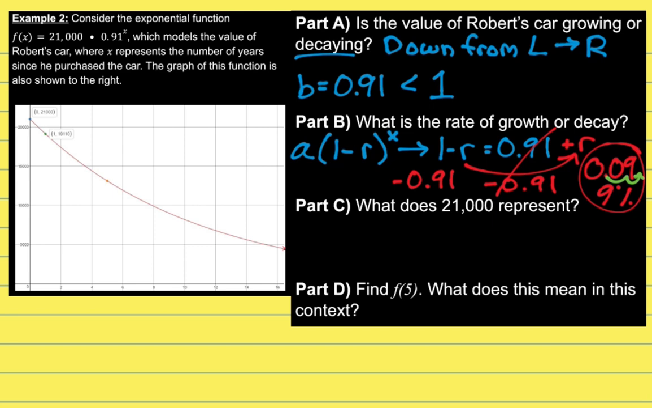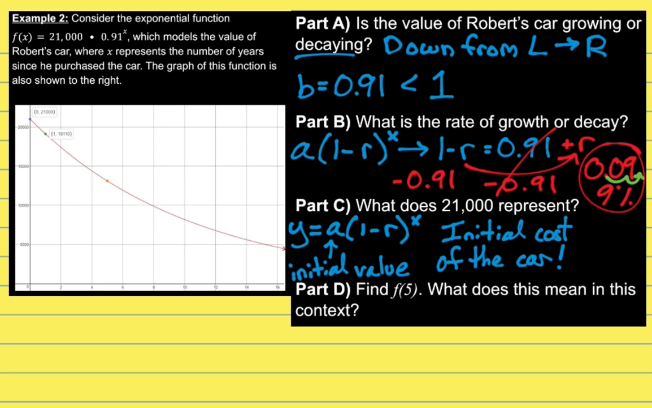Think of the number 1 as the balance point between growth and decay. 0.91 is 9 hundredths away from 1, meaning it's a 9% decay, since it's less than 1. Moving on to the meaning of the 21,000, we know that A is the initial value, so that means the cost of the car was originally 21,000. Easy thing to answer. Lastly, we have part D, the meaning of F of 5.